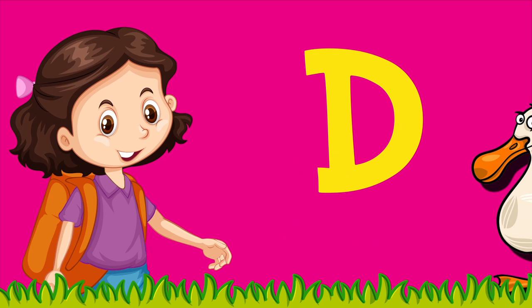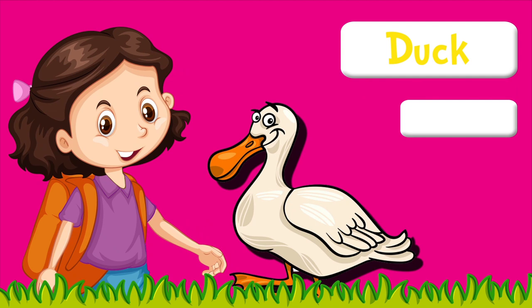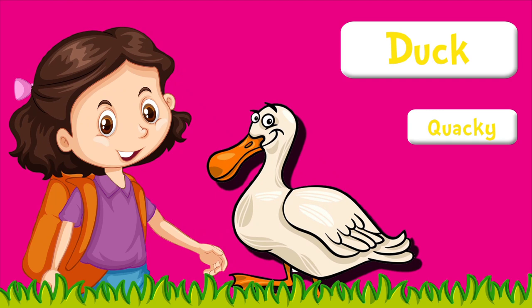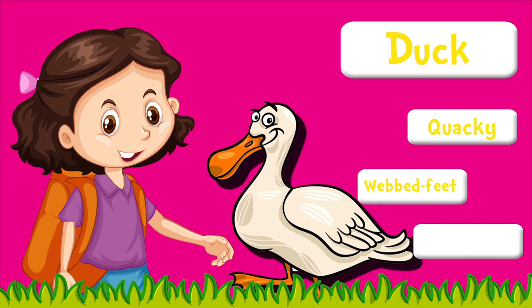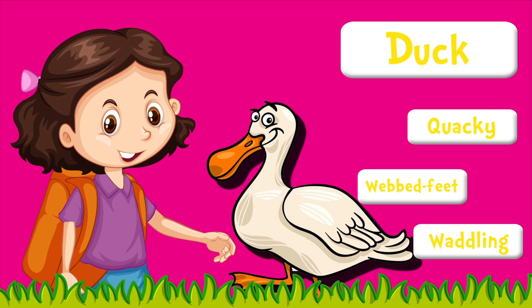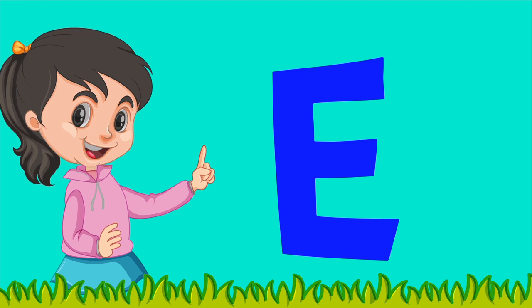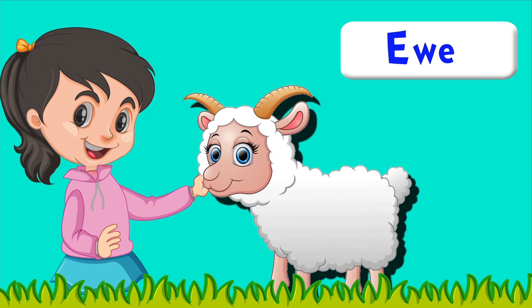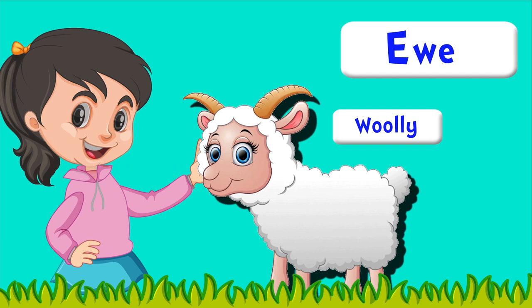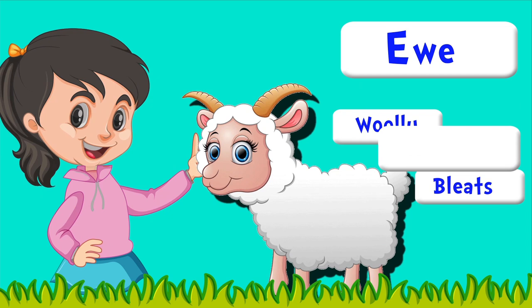D is for duck. Quacky. Web feet. Waddling. E. E is for ewe. Woolly. Bleats. Motherly.